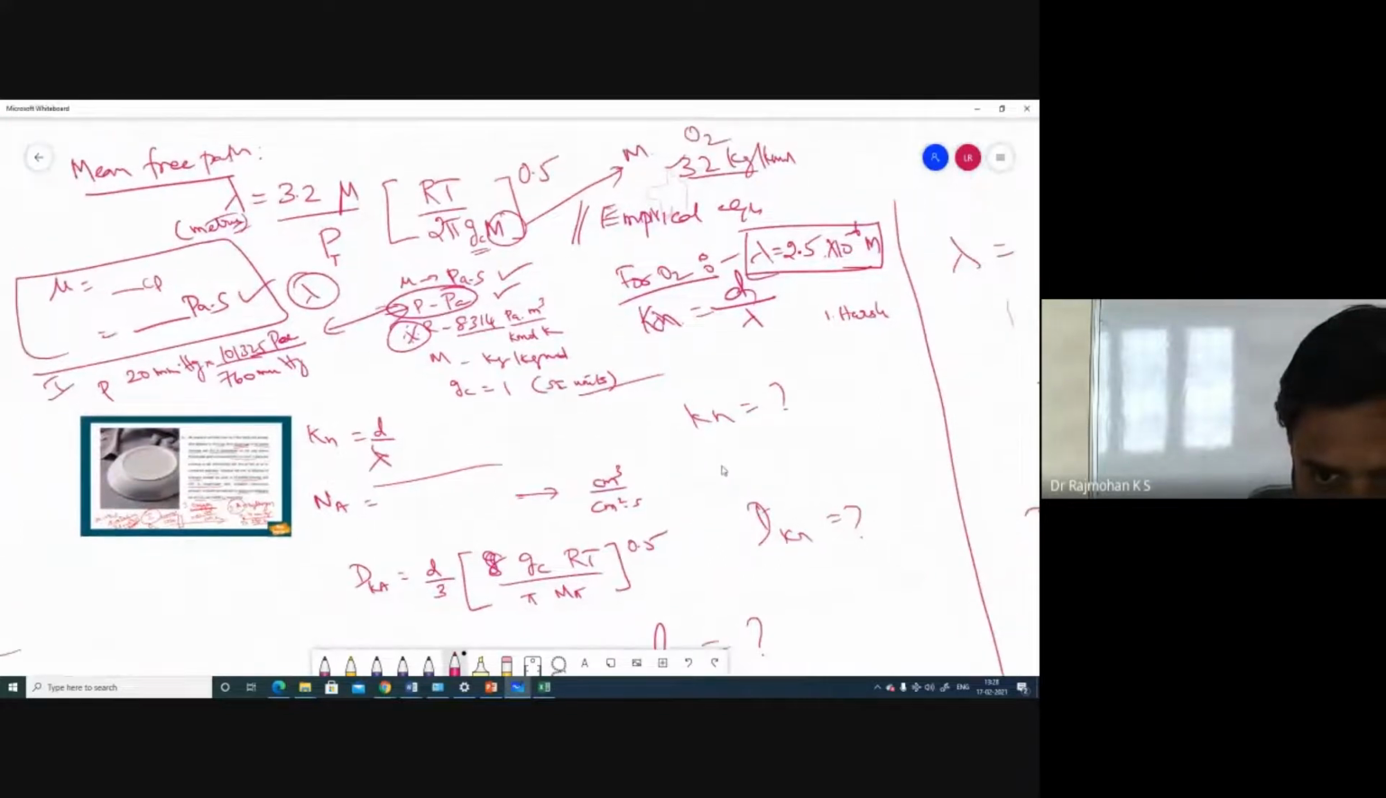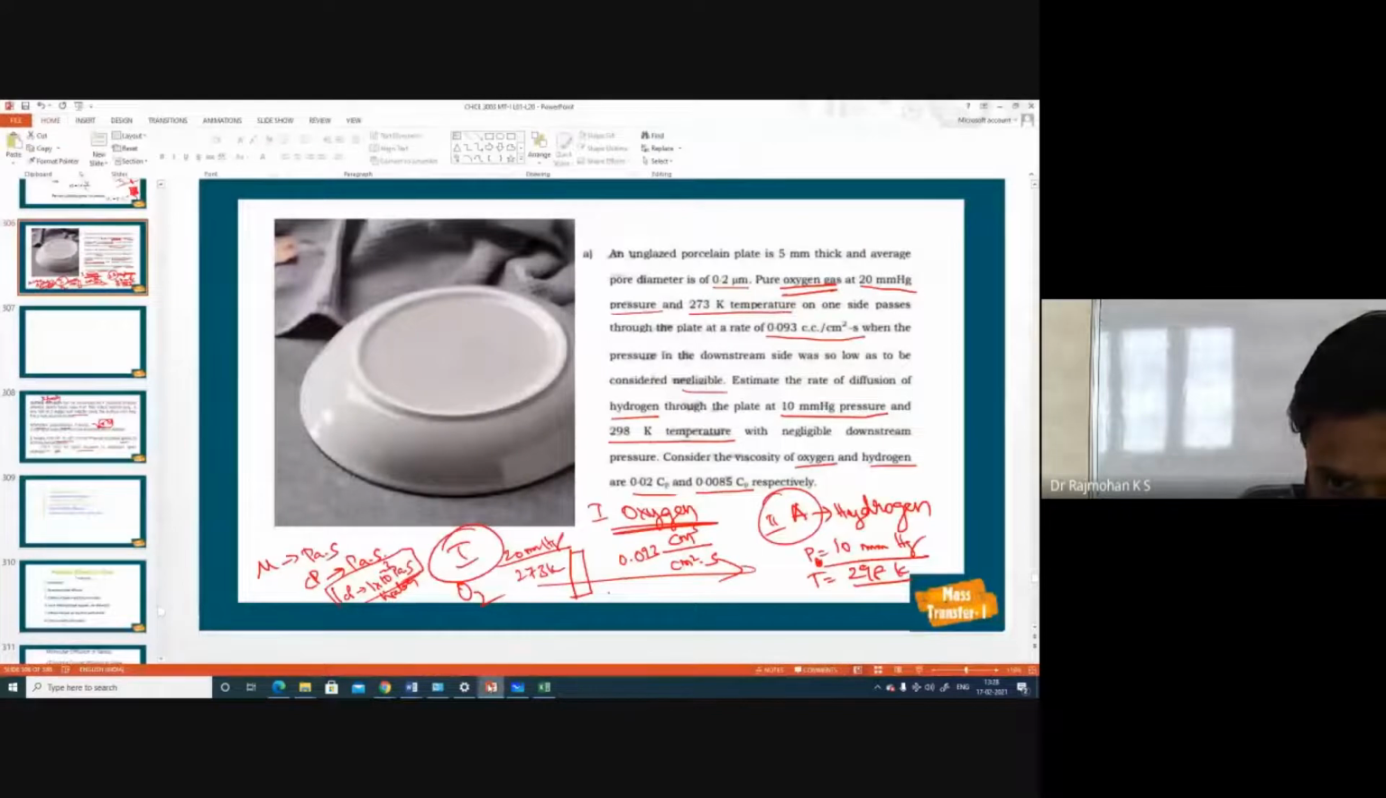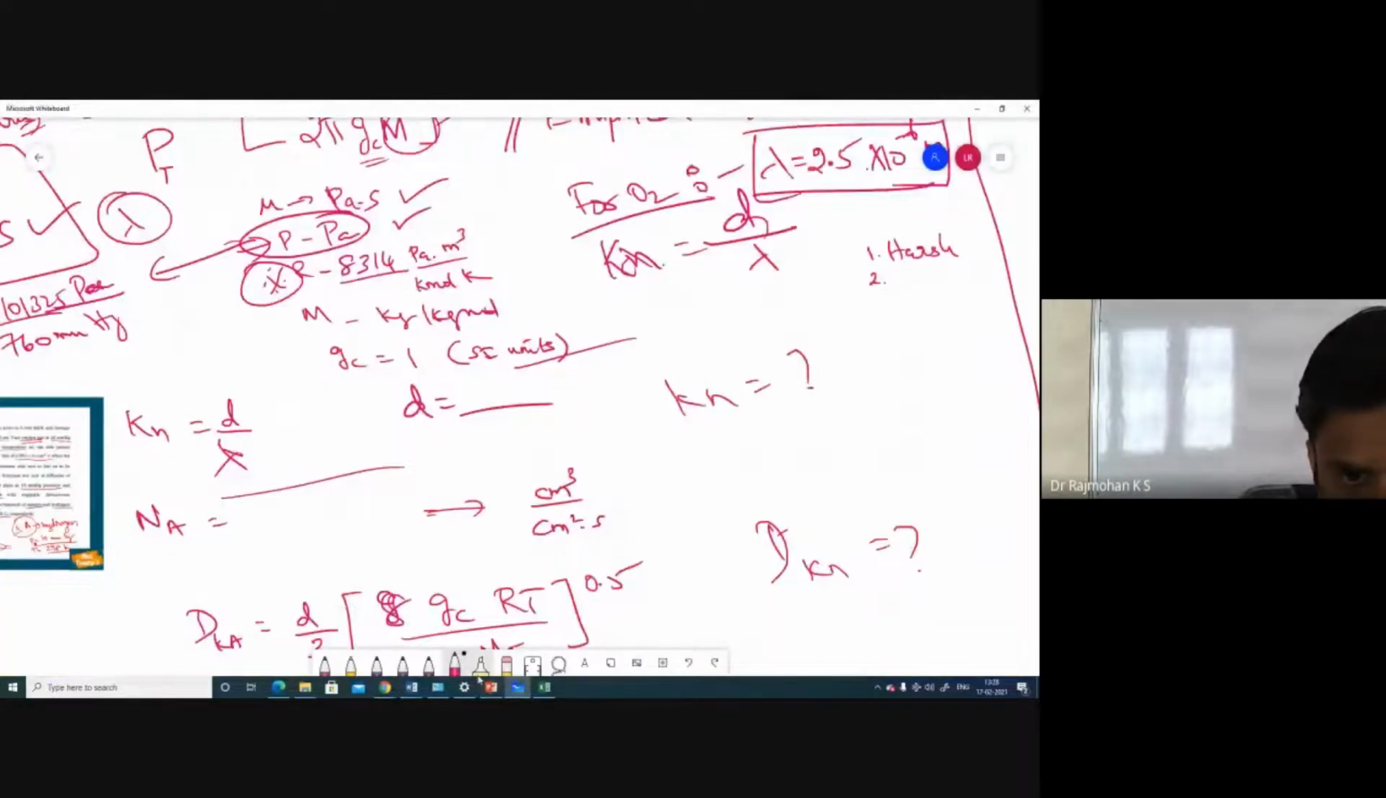Okay, who else got the answer, the lambda value? So D is given. How much? 0.2 micrometers. Okay, D is 0.2 micrometers. That is 10 power minus 6 meters. Right? So you can find the Knudsen number.